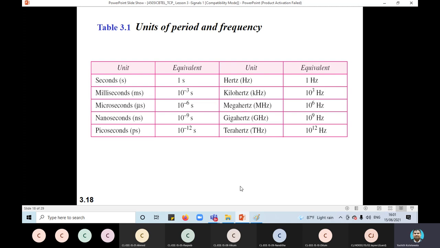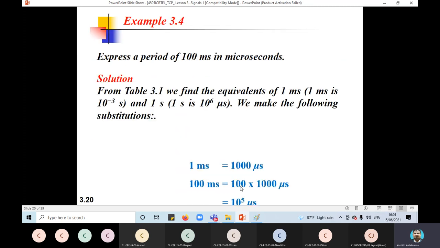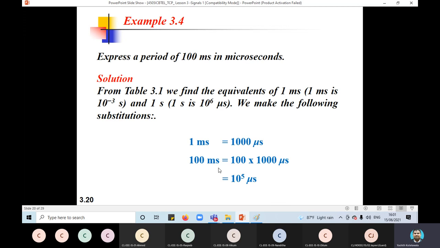Now, this question lets you practice that. 1 millisecond is equal to 1000 microseconds. Therefore, 100 milliseconds is equal to 100 times 1000 microseconds, altogether 10 to the power 5 microseconds. So they are asking you to write it in microseconds, not in anything else. So you can make it 10 to the power 5 microseconds.